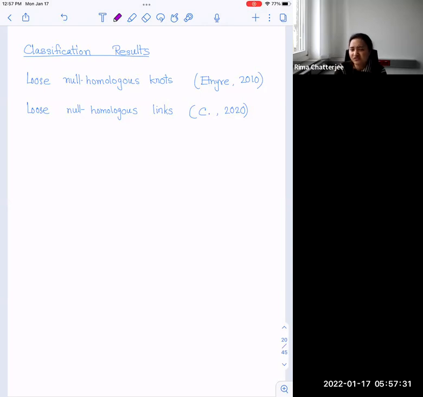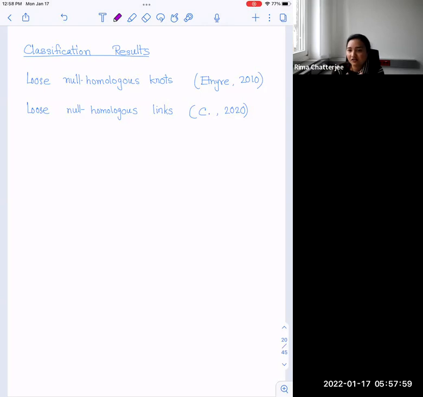So the natural question was, what about links? If I have more than one component, is this result still true? And it turns out yes. No matter how many components we have, as long as the components are null-homologous, so that I can define the Thurston-Bennequin and rotation number for each component, and as long as they are loose, so there is an overtwisted disk disjoint from them, they are coarsely equivalent.